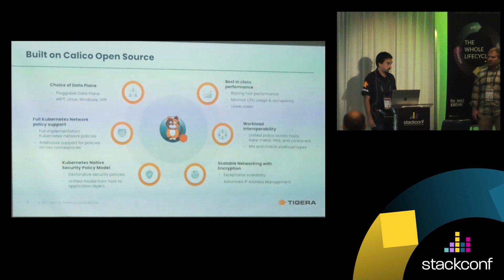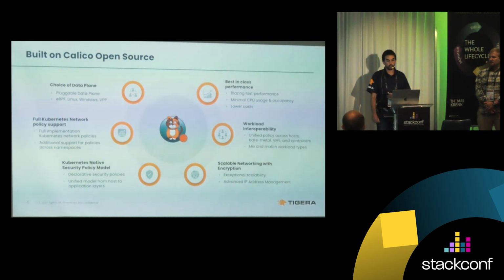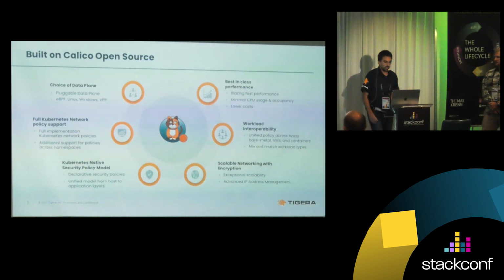Now a little bit about Calico open source. It has a pluggable data plane. You can use it with eBPF, Linux iptables, Windows, and now we are also supporting VPP, which is a beta feature right now. So it's very flexible. You can use it on almost any platform. In terms of performance, it's best-in-class. We have customers with thousands of nodes using Calico. It's highly scalable, you can run all your production on it, and people are very satisfied with that. The CPU footprint is also quite low.